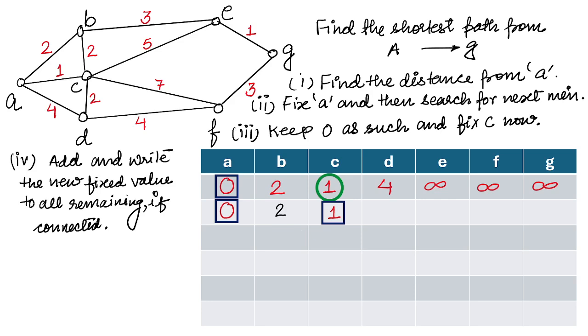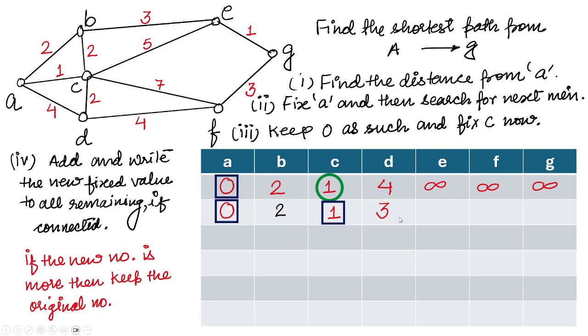Now what is the distance of vertex D from C? D is this, C is this, it is 2. What is the distance of vertex C itself? It is 1. So 2 plus 1 is 3. Is the number 3 less than 4? Yes. So we will write 3 here. So if the new number is more, then keep the original number, and that is what we have done here. And if the new number is less, then write that lesser number.